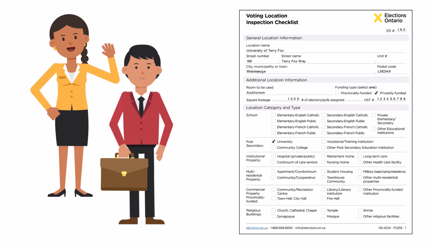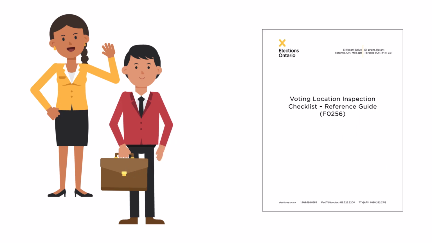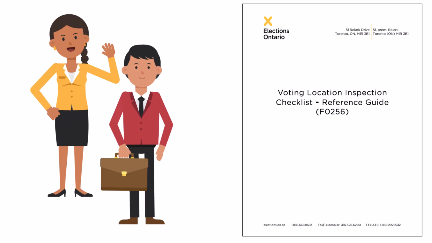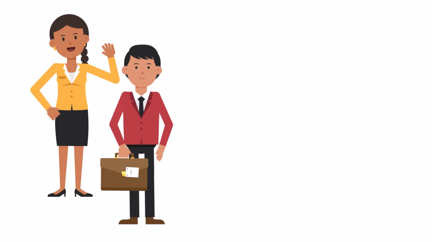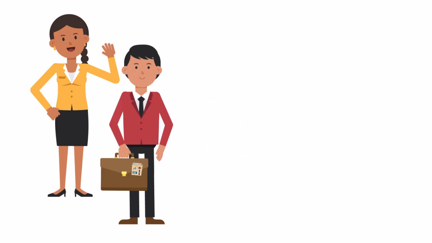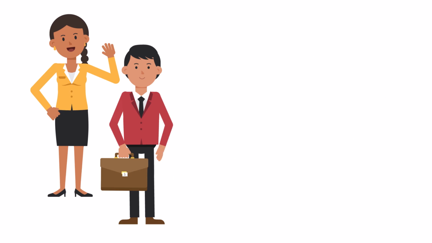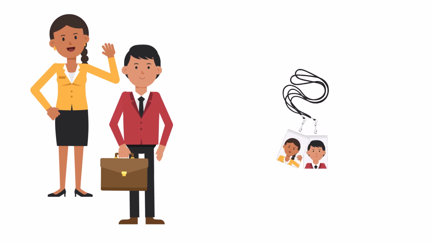Voting Location Inspection Checklist F0255 for each location. Voting Location Inspection Reference Guide F0256. Voting Location Inspection Kit. Voting Location Inspection ID Letter and their Elections Ontario ID badges.